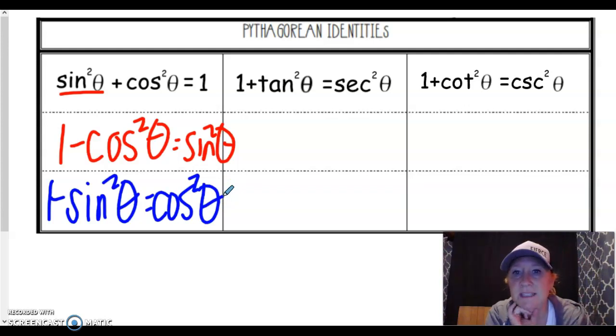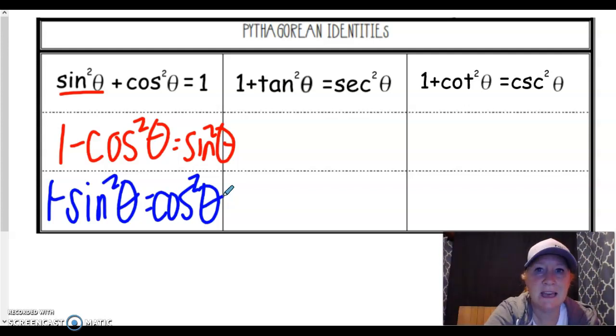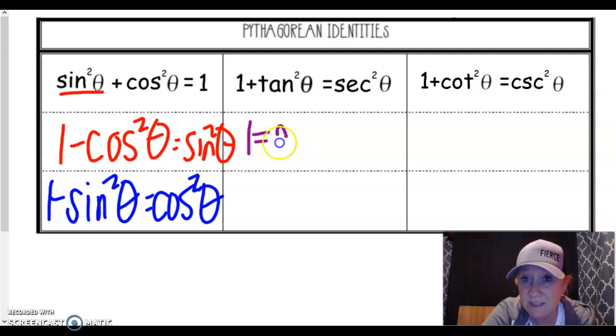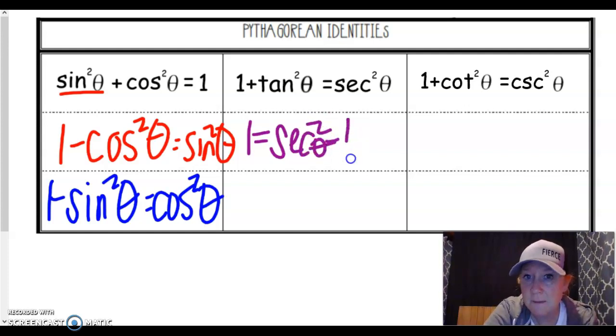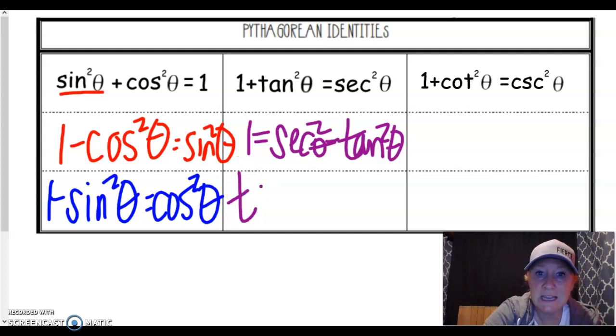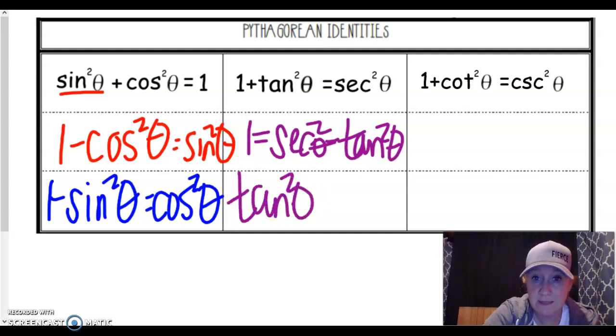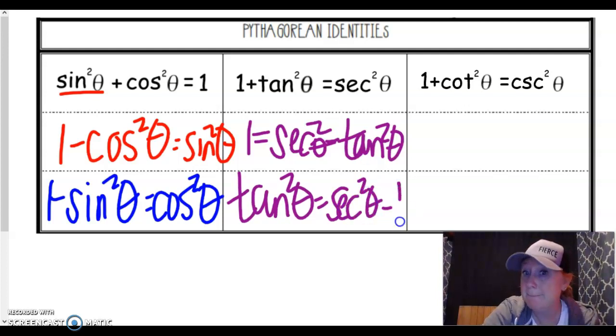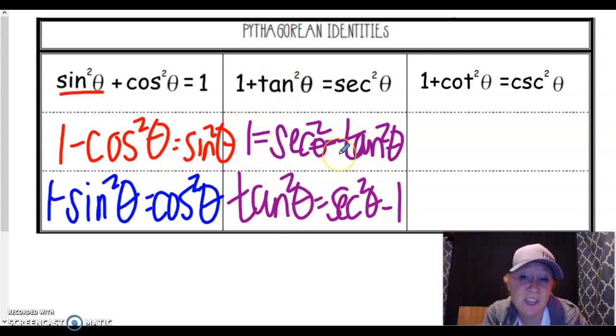Let's look at 1 plus tangent squared equals secant squared. If that's the case, then I could also say that 1 equals secant squared theta minus tangent squared theta. Yes, true. And tangent squared theta would equal secant squared theta minus 1. So if you know the main one up here, you can just solve the other ways.